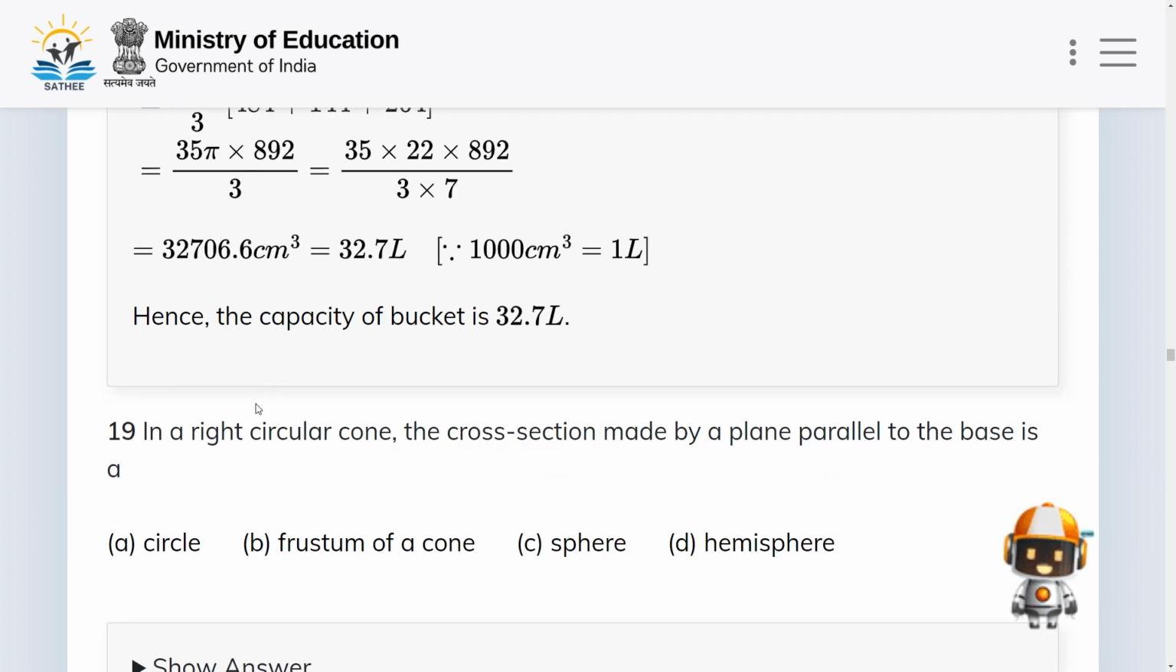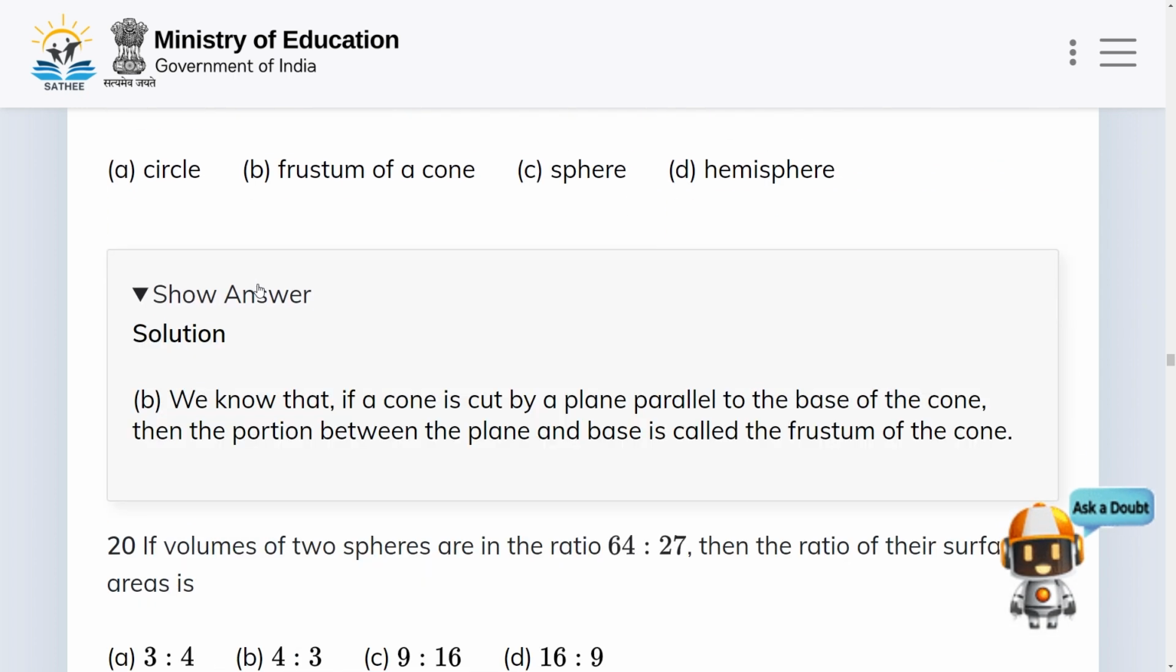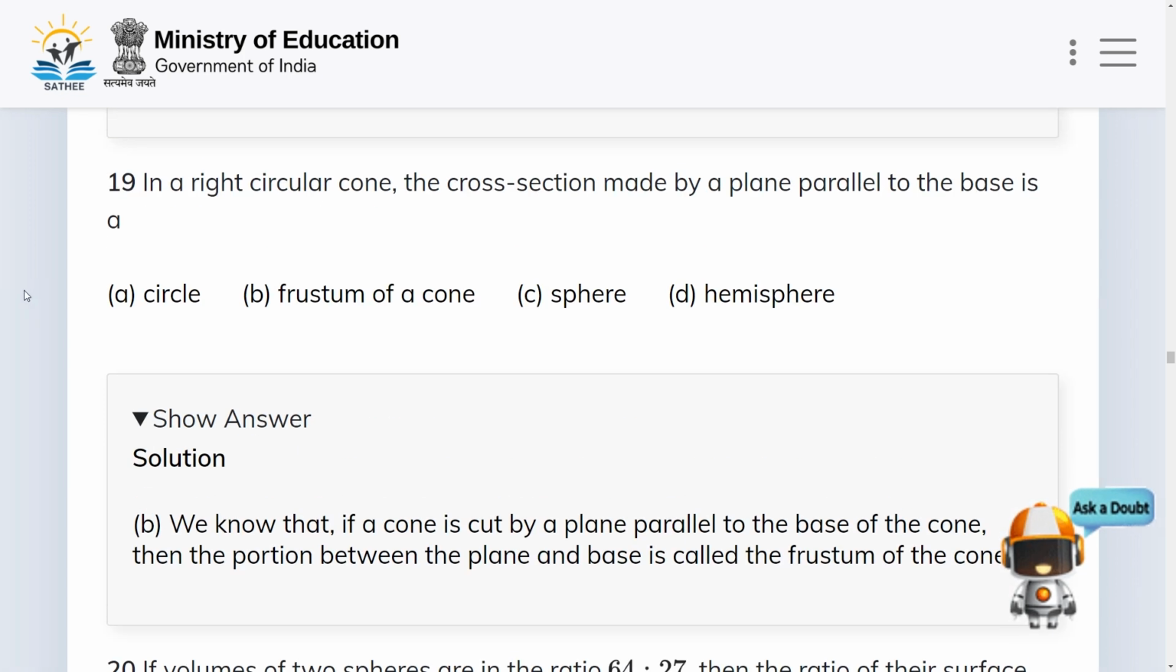And now let us see question number 19. In a right circular cone, the cross section made by a plane parallel to the base is what? Let us see which option is true. We know that if a cone is cut by a plane parallel to the base of the cone, then the portion between the plane and the base is called the frustum of the cone. So here option B is the correct answer.